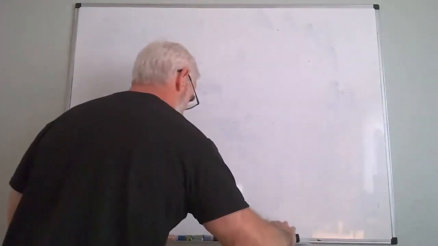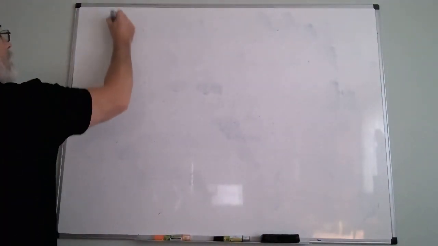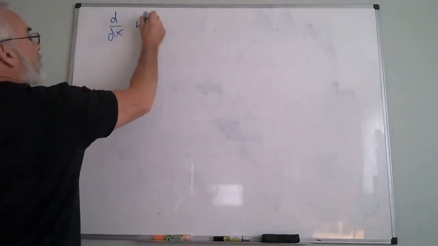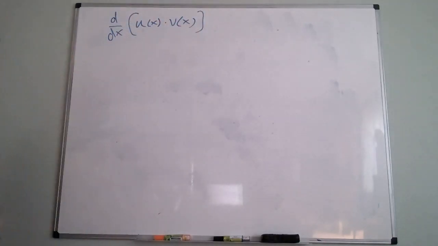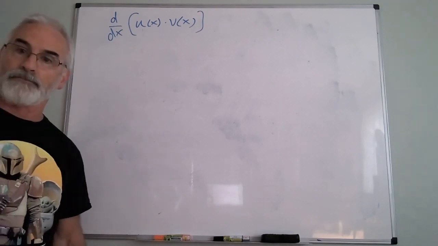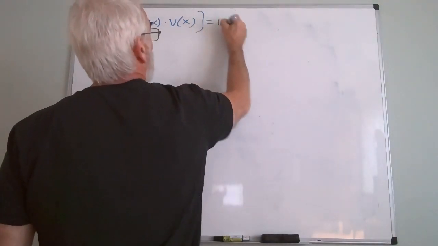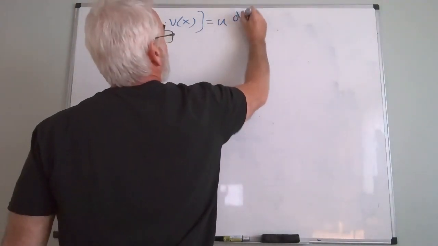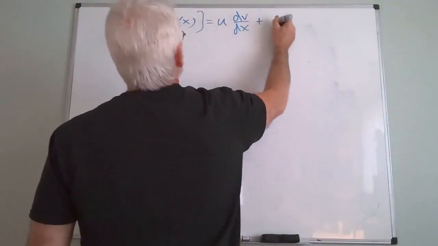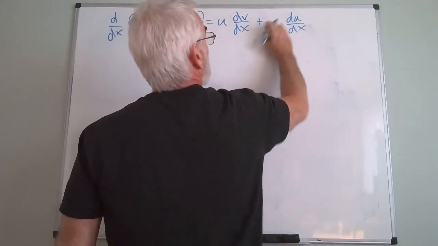Now consider the following. If I said differentiate u of x times v of x, I have two functions of x and I want you to differentiate them. Well, clearly that's going to involve product rule. We know this from Calc 1. So we would have the first, and if you want to just write it as u, it's implied that u and v are functions of x, times the derivative of the second, plus the second times the derivative of the first. Make sure that looks like a v.